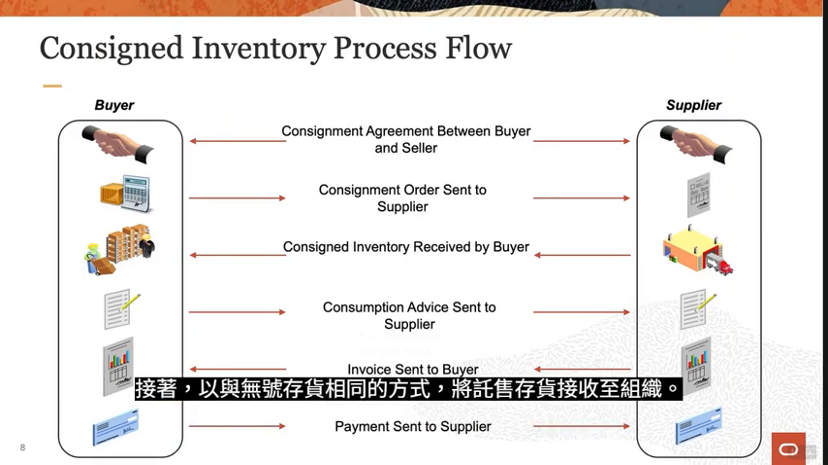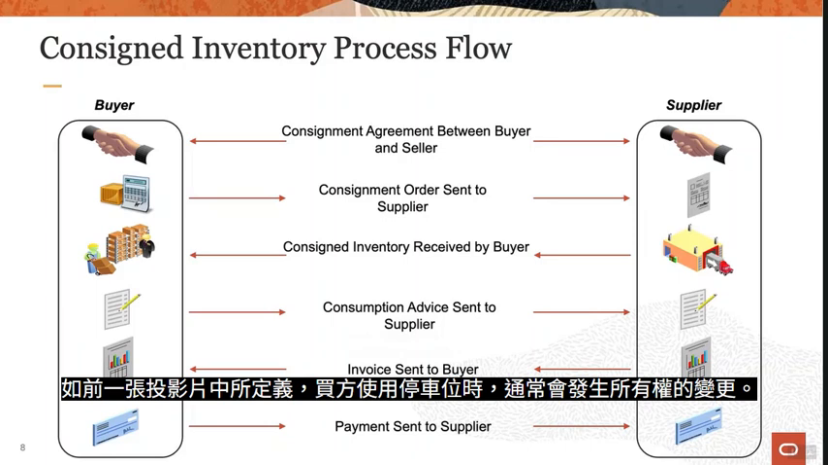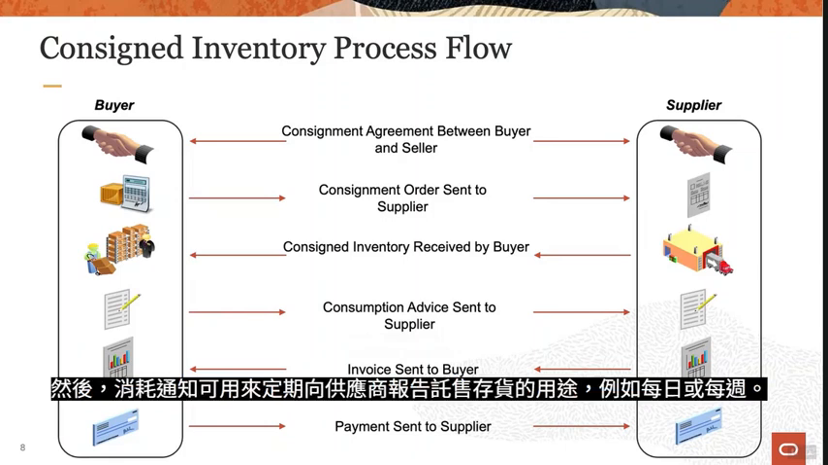Consigned inventory is then received into the organization in the same manner as non-consigned inventory. The change in ownership typically occurs when the buyer uses the product, as defined in the previous slide. Then, the consumption advice is used to report usage of consigned inventory to the supplier on a periodic basis, again, such as daily or weekly.